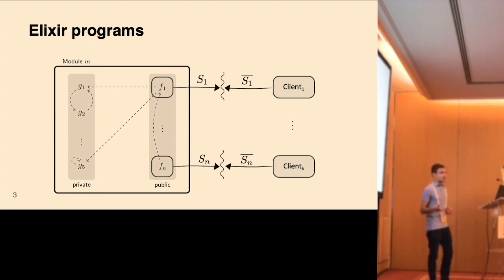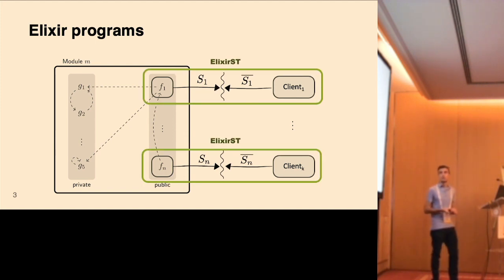Now, the important thing is the interaction that happens between the process running F1, for example, and the client. This interaction follows a notion of protocol. For example, F1 here must follow some protocol, S1, and on the other side, the client must also observe a compatible protocol, in this case S1 bar. Currently, in Elixir, there's no way to specify these protocols. So what we do, with our tool ElixirST, is provide a way to write them, to link a function to a protocol, and also to type check these functions.